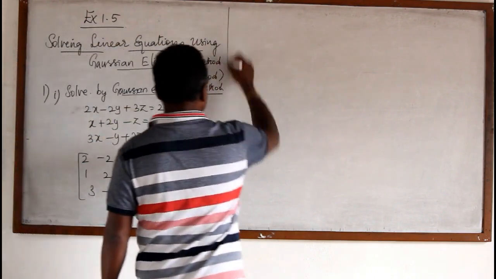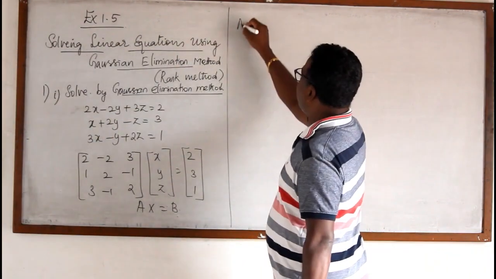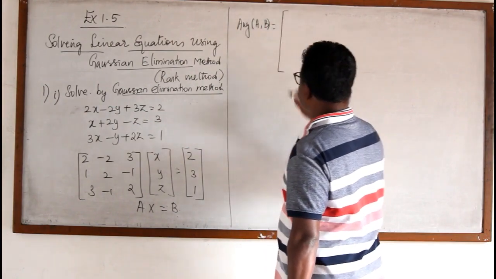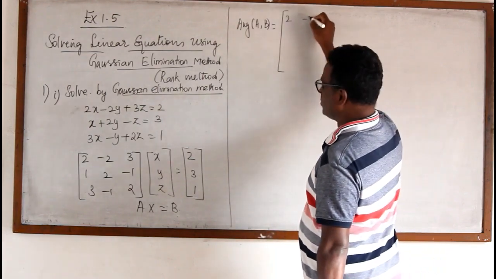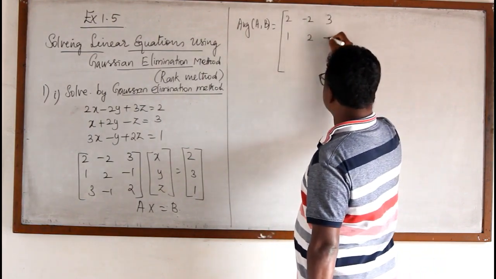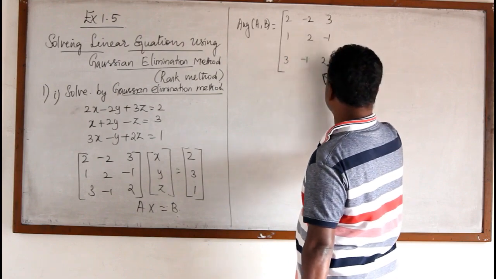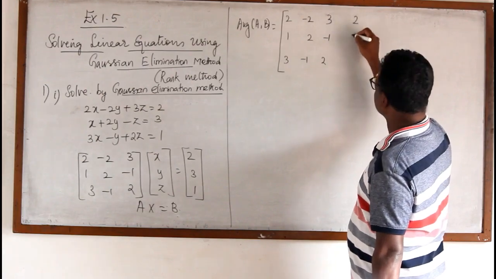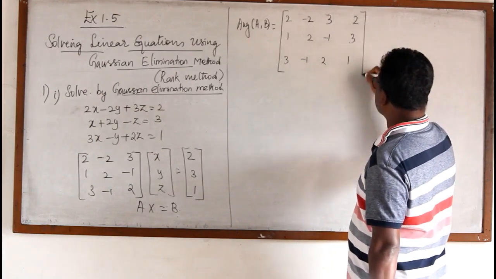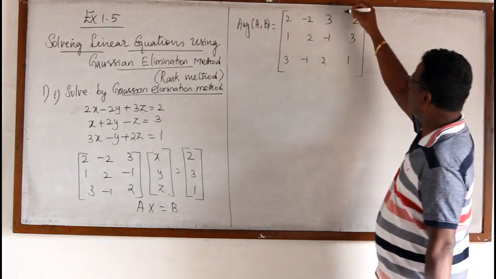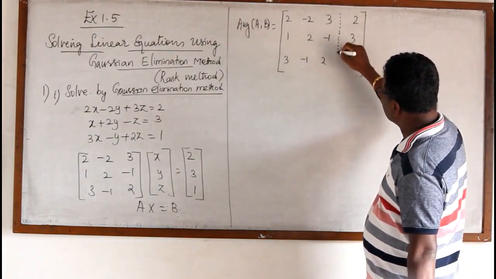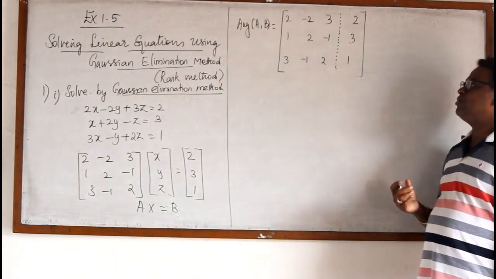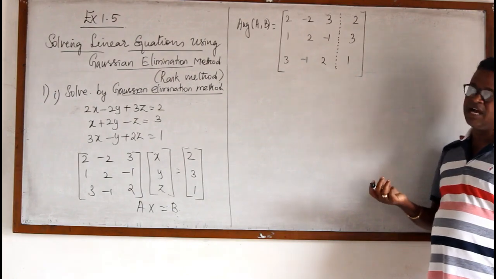Now what I am going to do is find the augmented matrix of A and B. Augmented matrix means you just write the matrix 2, minus 2, 3; 1, 2, minus 1; 3, minus 1, 2, and you take the matrix B as the fourth column: 2, 3, 1. This is A matrix and this one is B matrix. Combining both A and B in a single matrix is called augmentation.